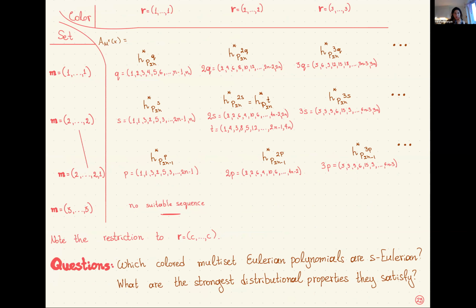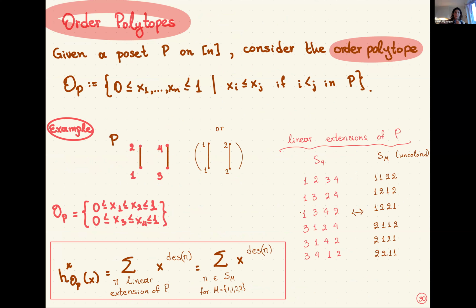And to end, because we have no time. So one question would be, which colored multiset Eulerian polynomials are S Eulerian in fact? We found some examples, but can we classify them all, or can we find more examples and understand their symmetric decomposition in this way? And what distributional properties will they satisfy, right?